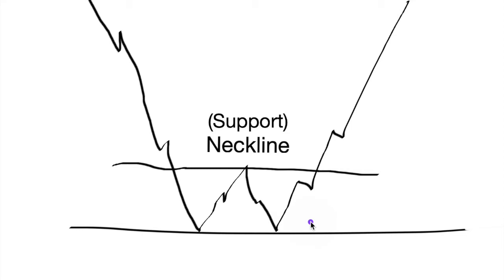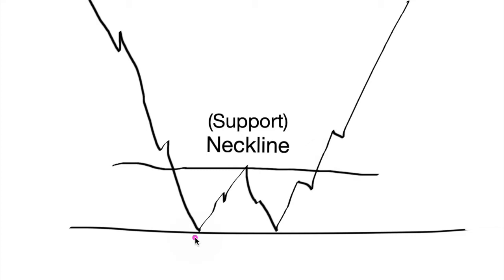The indication that there might be a successful and tradable double bottom will be where the stock reverses and goes back up and breaks through the resistance or neckline of the previous bounce, which would be here. And just above the neckline is where you will want to enter the trade with a long position.